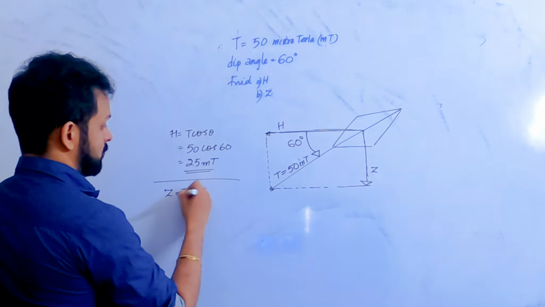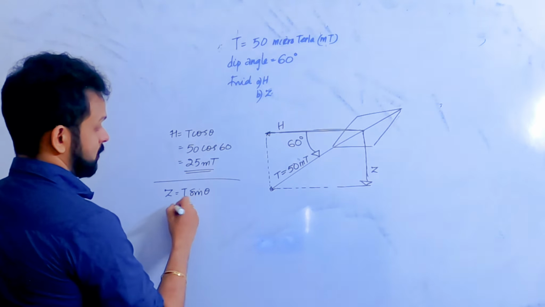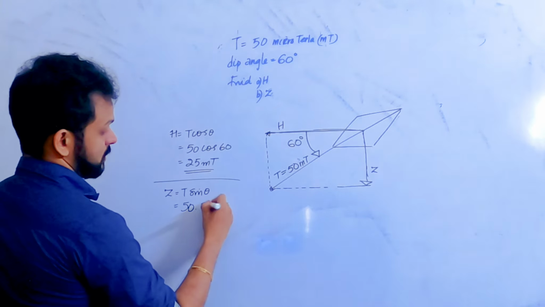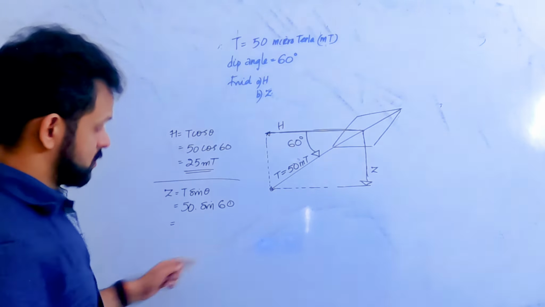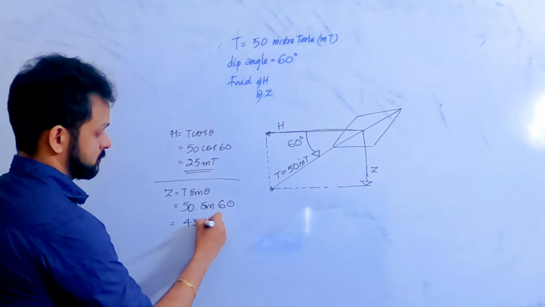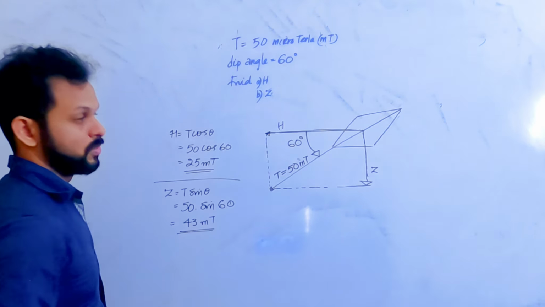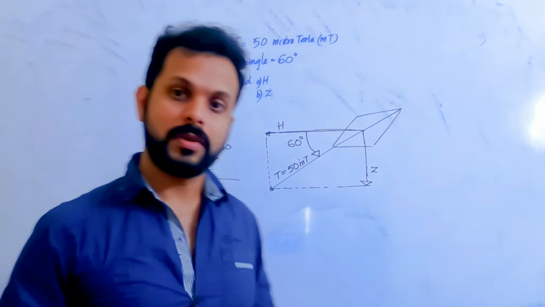Now what about Z? Z is equal to T sine theta. Z is equal to 50 sine 60. Sine 60 is root 3 by 2, so Z is 25 root 3 microtesla. Right? Make sense?